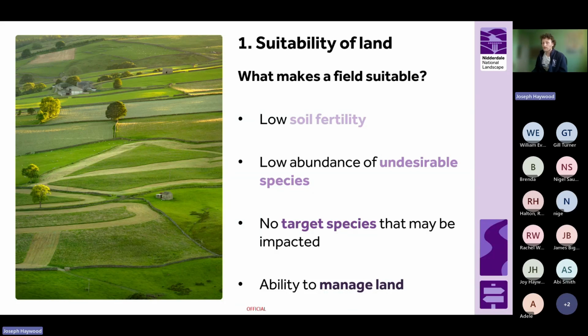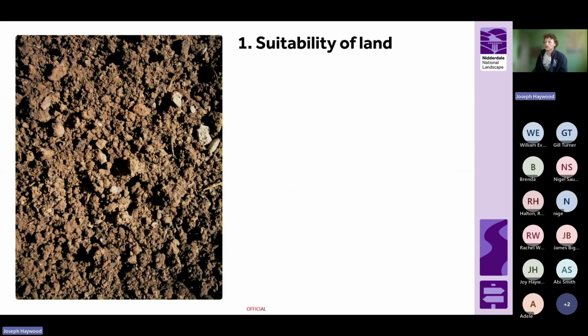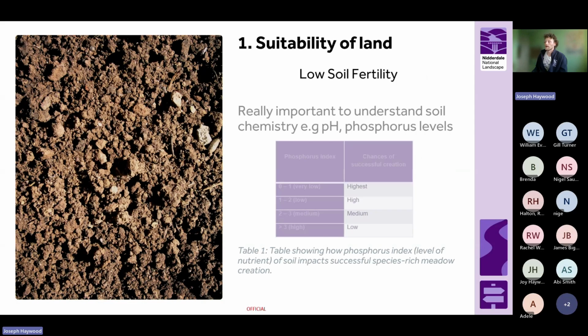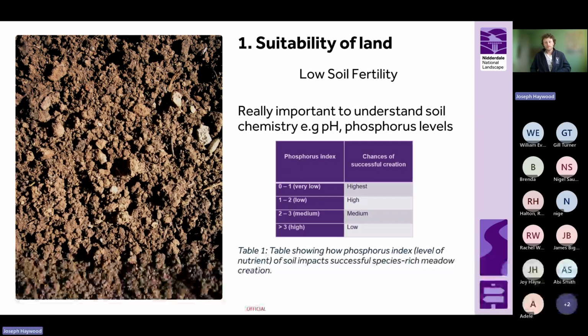So they're the kind of four main things we're going to be looking at for the suitability of your land. Right, let's go into a bit more detail on the soil fertility, and especially it being low. So I'm going to lead you through this table here.